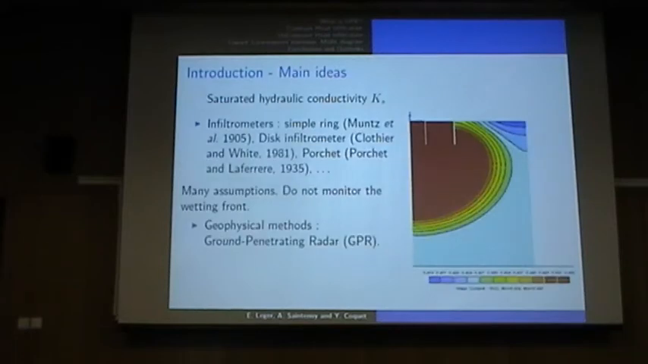And concerning the last parameter, the saturated hydraulic conductivity, in the field we typically most of the time use infiltrometers, so single ring, double rings, disc infiltrometer, horseshoe, Delphi, and so on. But those apparatus involve many assumptions, and they do not monitor the wetting front. That's why here we want to use geophysical methods, and I'm going to present you ground penetrating radar.